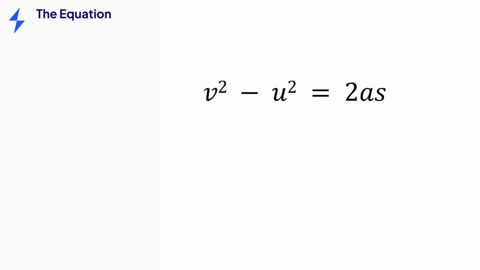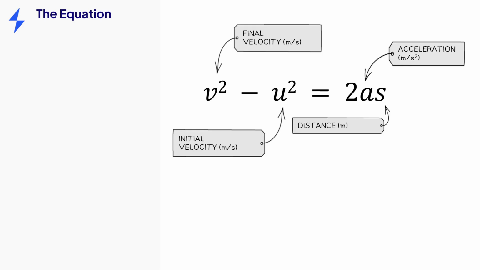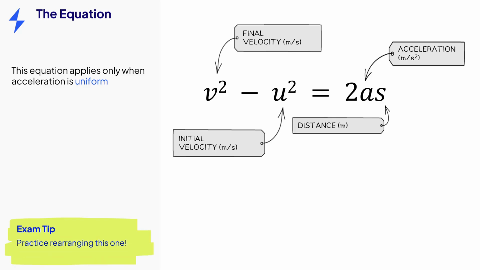Uniform acceleration can be related to final velocity, initial velocity, and distance with this equation. The final velocity squared minus the initial velocity squared is equal to 2 times the acceleration times the distance. This is commonly written as v squared minus u squared equals 2as. You can only use this equation when acceleration is constant. This equation might look intimidating at first, but practice rearranging it and substituting values, and you'll see it's not quite as bad as it looks.